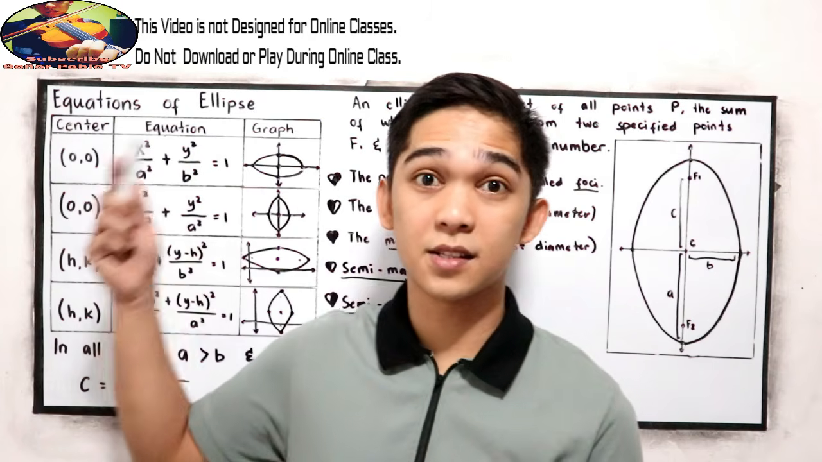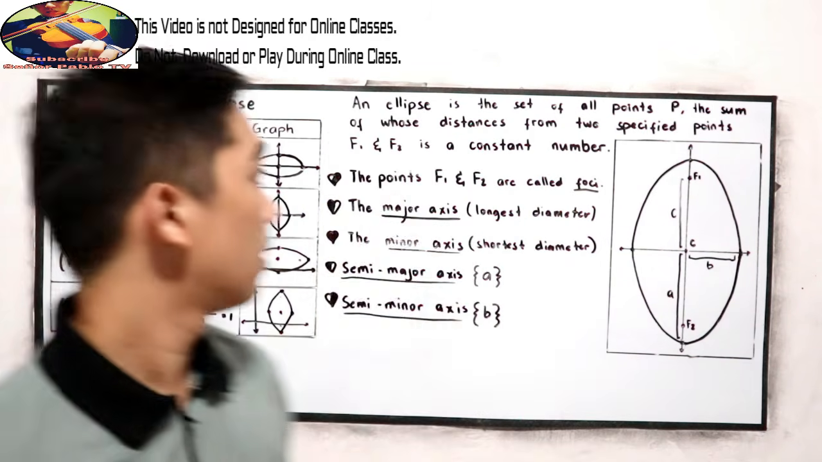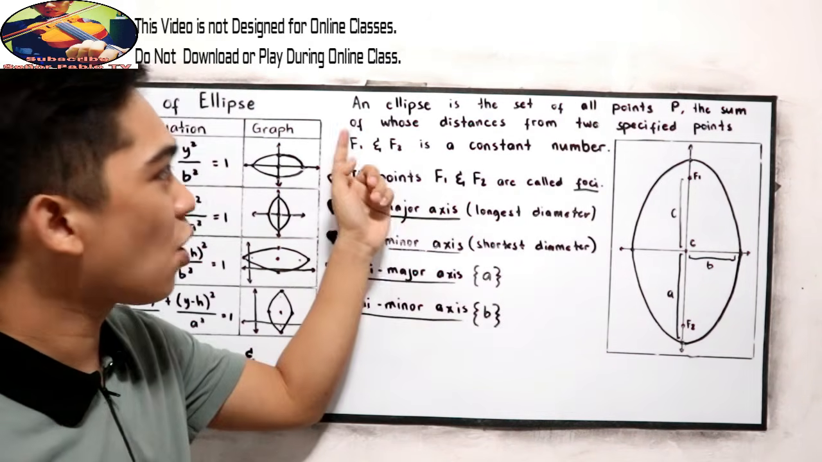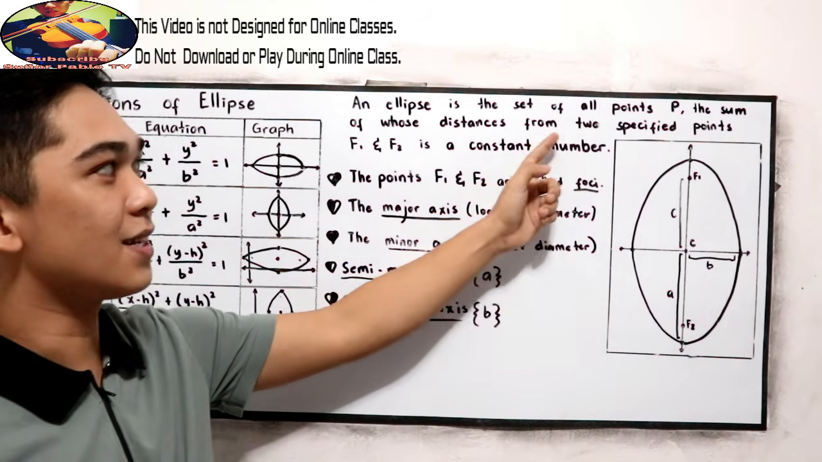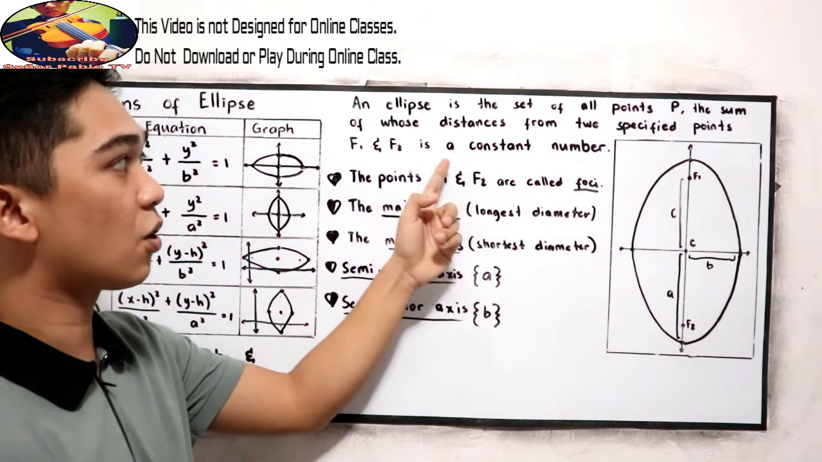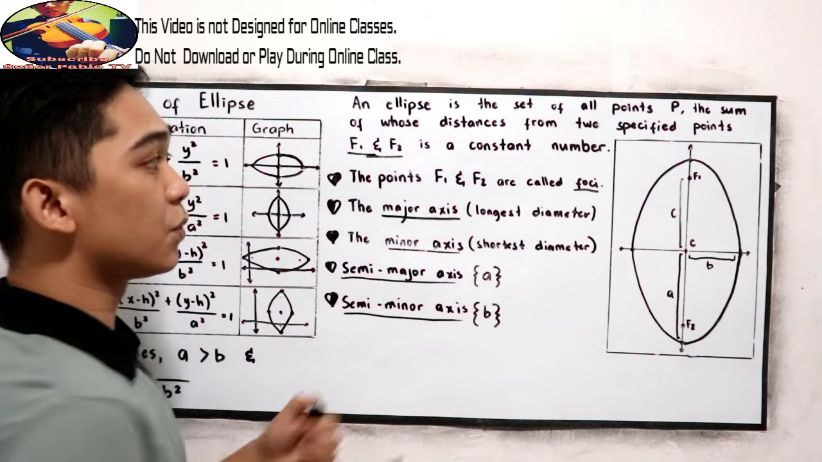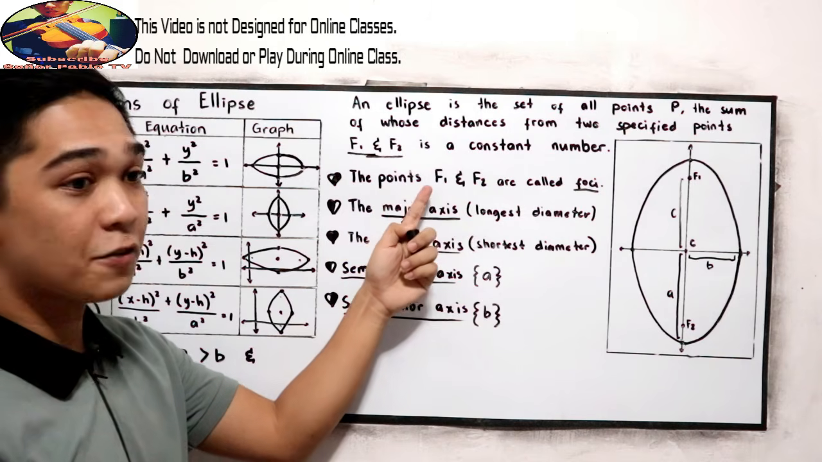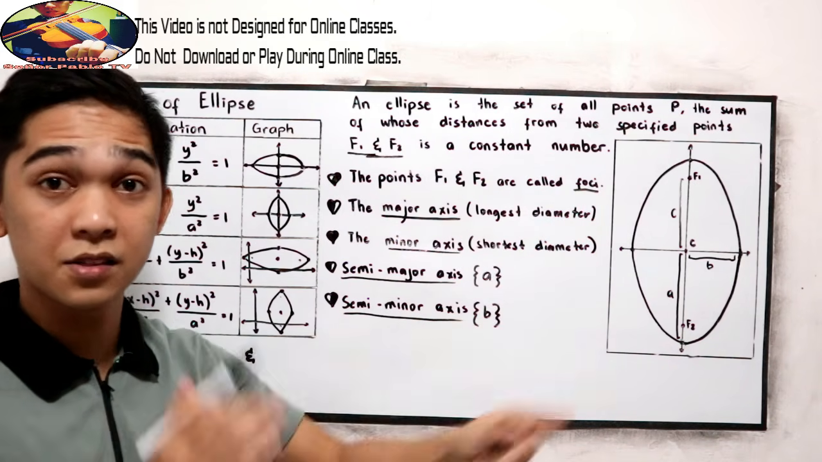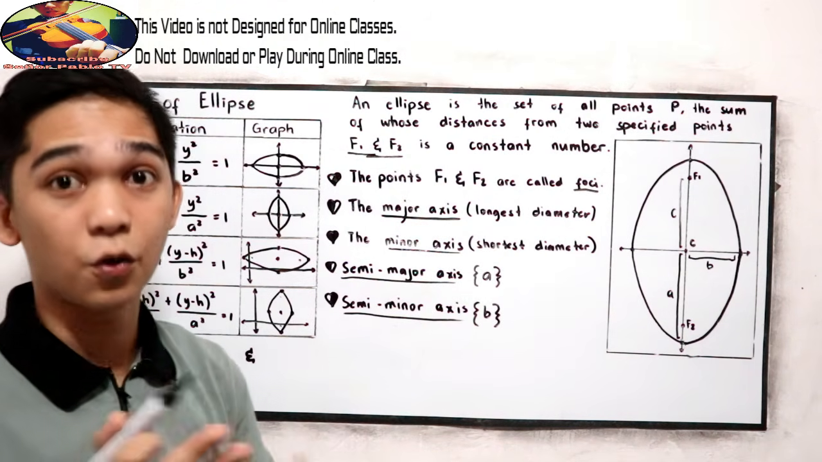This time our topic is ellipse. First, let us define. An ellipse is the set of all points P, the sum of whose distances from the specified points f sub 1 and f sub 2 is a constant number. The points f sub 1 and f sub 2 are called foci. Its singular is focus, since we have 2 points, foci.